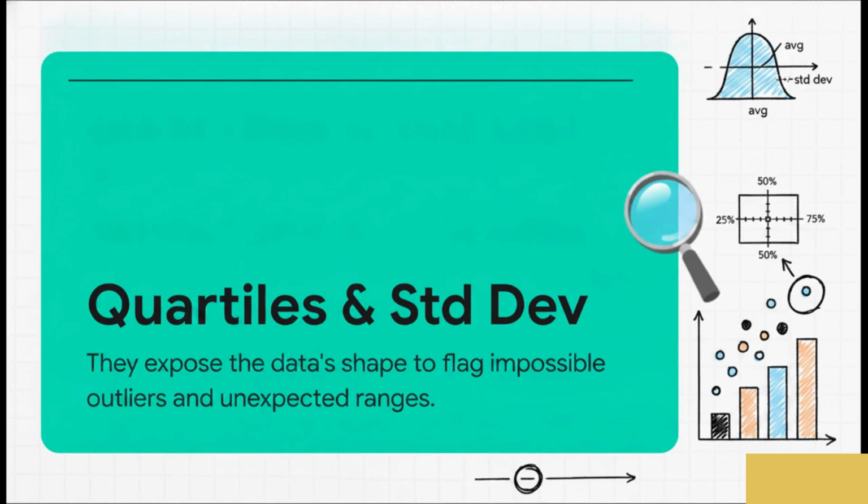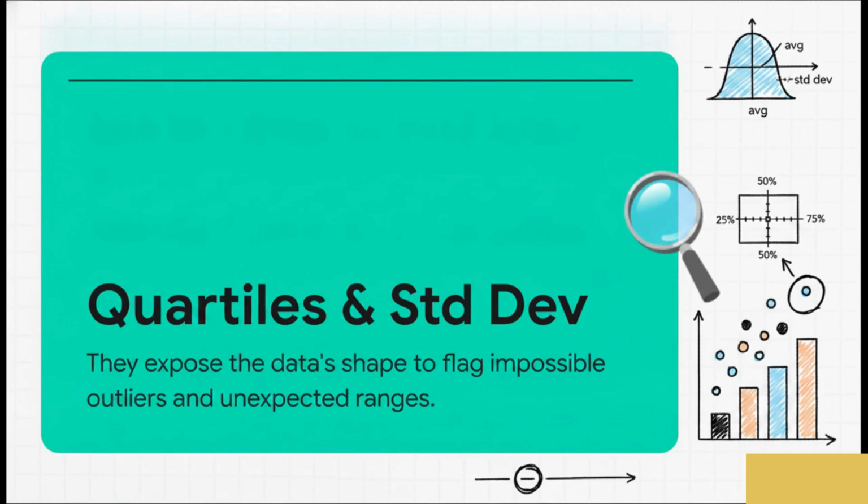Standard deviation and quartiles work together to expose the actual shape and spread of your data. The quartiles basically chop your data up into 25%, 50%, and 75% markers, while the standard deviation tells you how wildly your numbers vary from the average. Here's a golden rule for you.